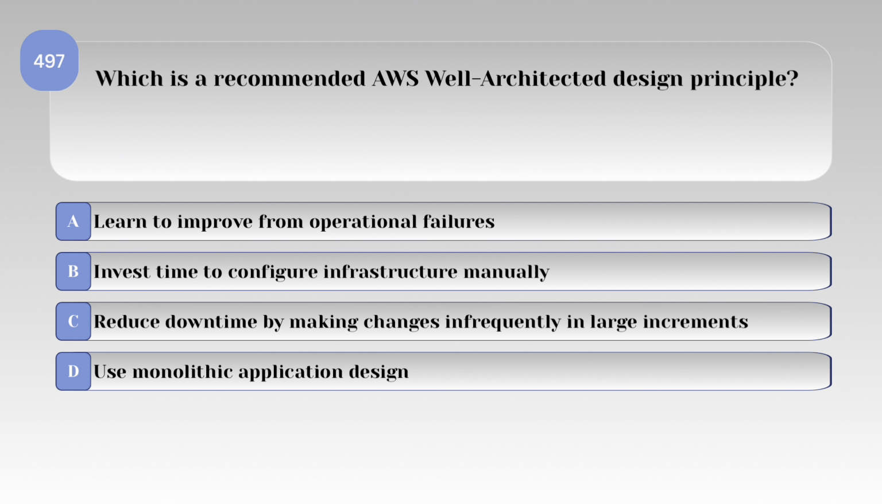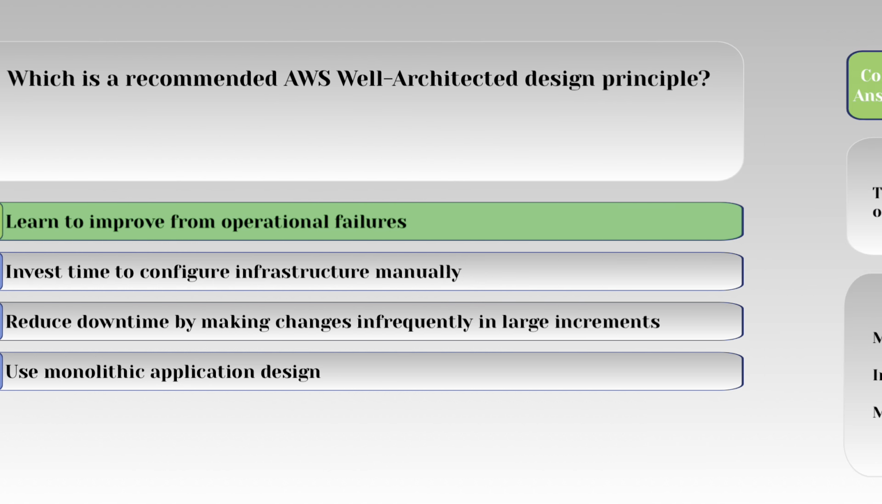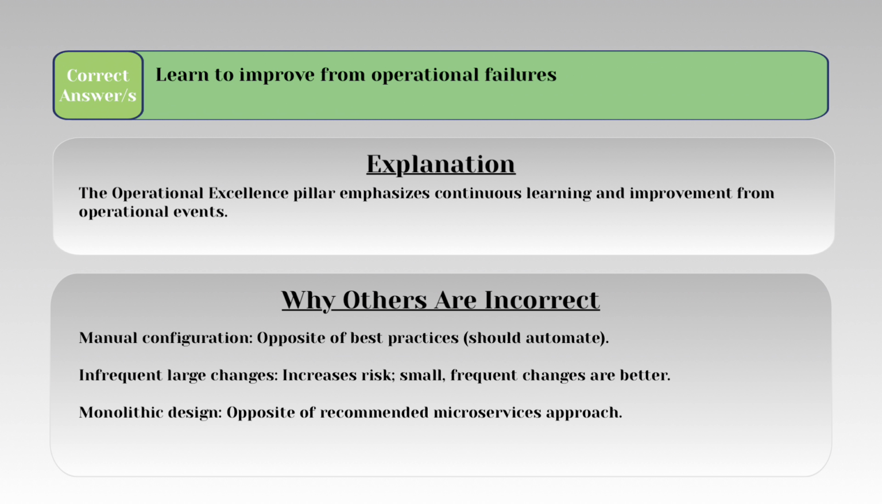Correct answer, learn to improve from operational failures. Explanation, the operational excellence pillar emphasizes continuous learning and improvement from operational events. Why others are incorrect, manual configuration, opposite of best practices. Infrequent large changes, increases risk, small, frequent changes are better. Monolithic design, opposite of recommended microservices approach.